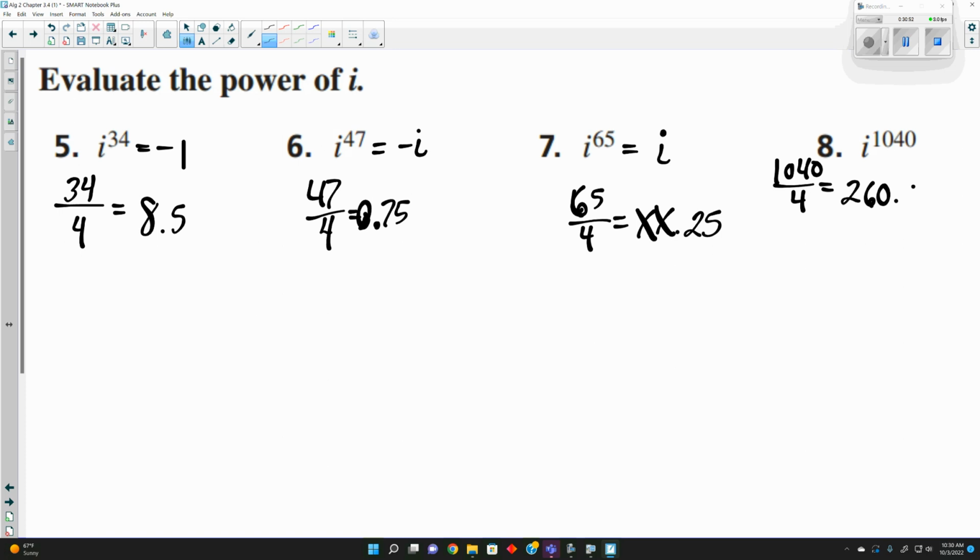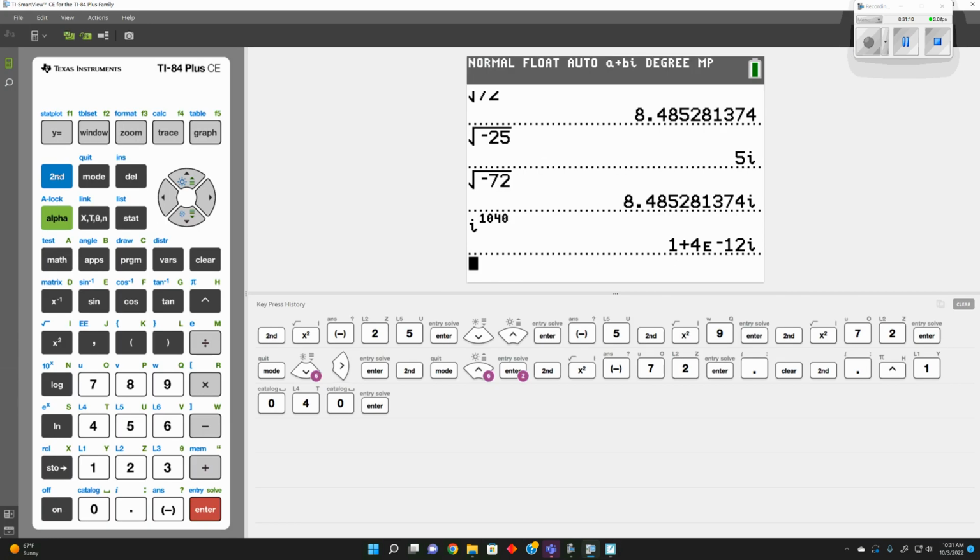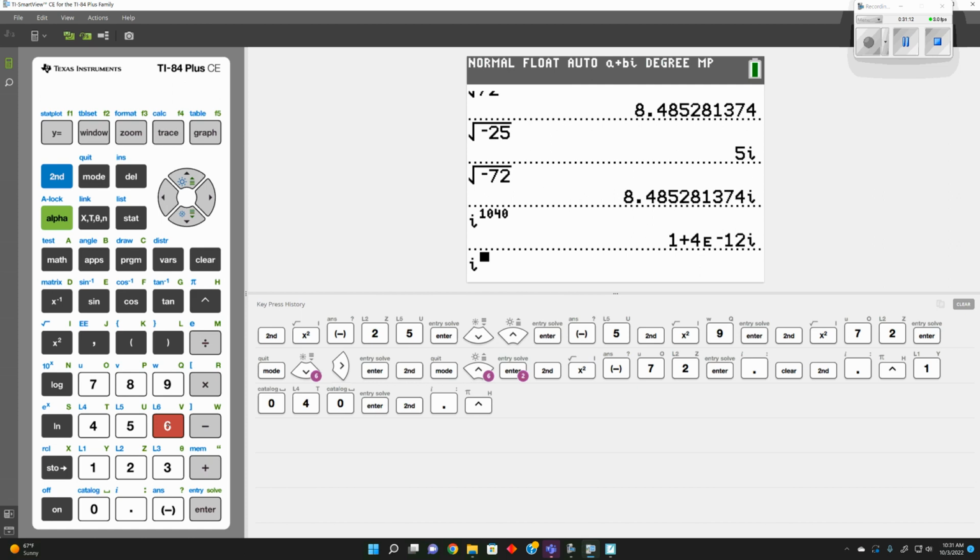Point. No, nothing. It's just 260. So if it doesn't give us a decimal, it is automatically 0.0, which tells us that this is... Okay. Now, we could say i to the 65. So I'm going to pull the calculator back up. Say second, i to the 65.